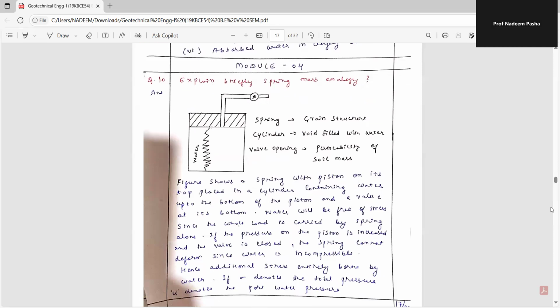Explain briefly the spring mass analogy. The setup consists of a spring, a cylinder with voids filled with water, and a valve. The figure below shows a spring with a piston on top, placed in a cylinder containing water up to the bottom of the piston, and a valve at its bottom. Water will be free of stress since the whole load is carried by the spring alone. If the pressure on the piston is increased and the valve is closed, the spring cannot deform since water is incompressible. Hence, the additional stress is entirely borne by water. If sigma denotes the total pressure, U denotes the pore water pressure.